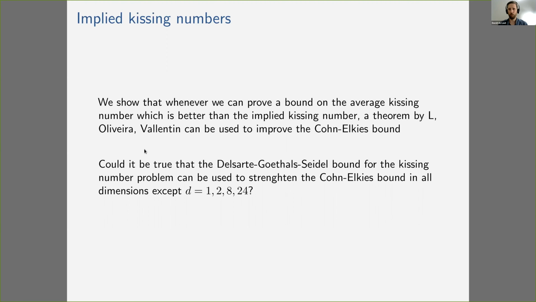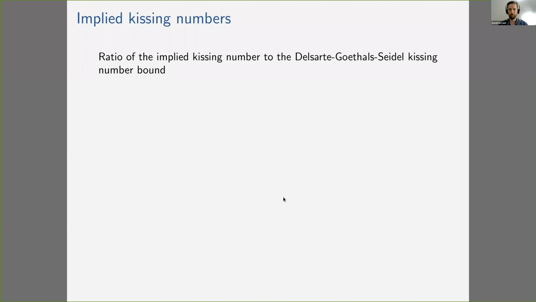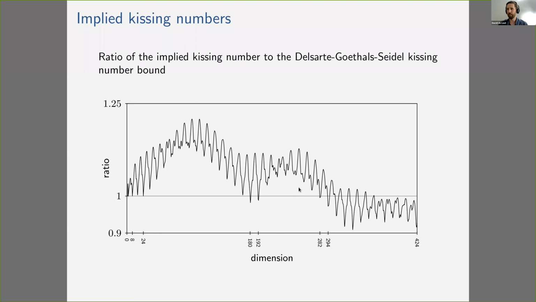But now a very natural question is, could we perhaps again use spherical codes? Could it be that the upper bounds on the average kissing number that we can obtain with this Delsarte-Goethals-Seidel bound can be used to improve on the Cohn-Elkies bound in all dimensions, except, of course, those dimensions where the bound is sharp? Yeah, and in this plot we show that the answer is no.